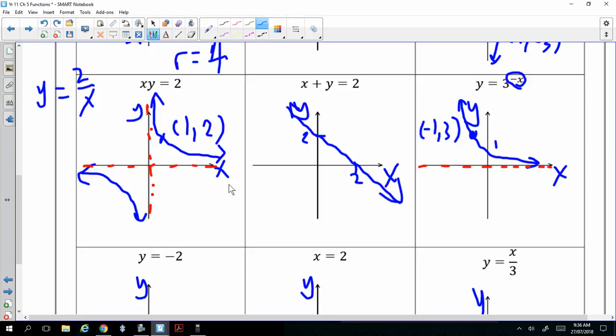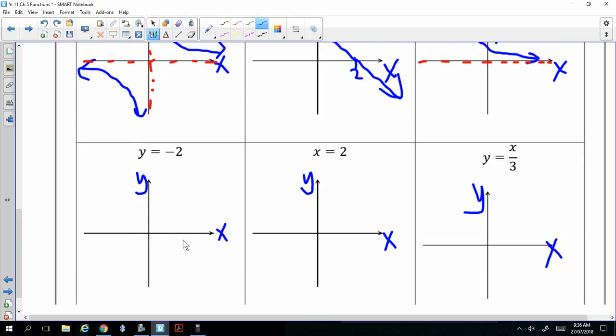Alright. Next one, y equal to -2. What shape is that? Horizontal line. Okay. How about x equal to 2? Vertical line. How about the last one? See if you remember. Alright, who knows the last one?